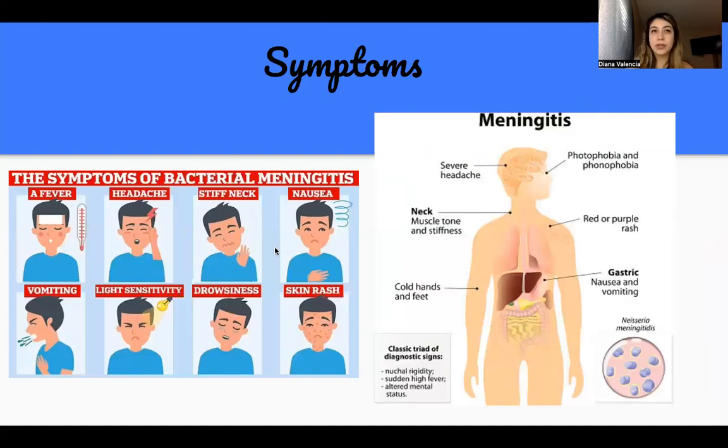Symptoms that you need to be aware of because meningitis is common: headaches, nausea, and stiffness in the neck because of the inflammation. It causes lots of pressure on the spinal cord and the brain. So if there's stiffness in the neck, a fever, a rash, and sensitivity to light, all of that should definitely be monitored for bacterial meningitis.